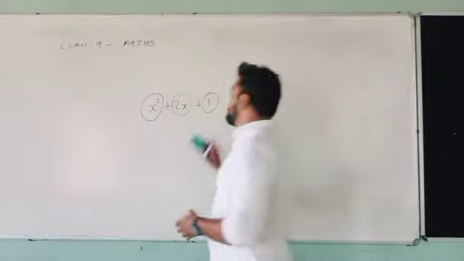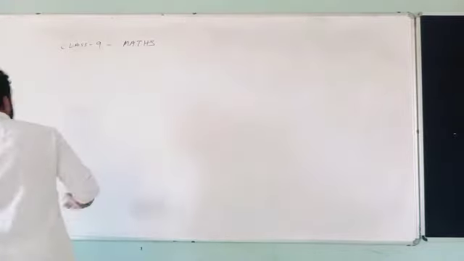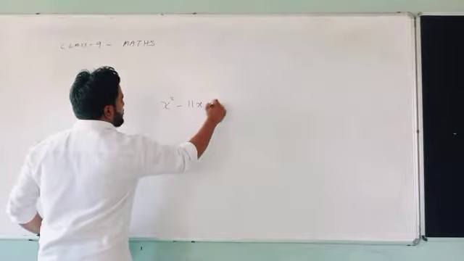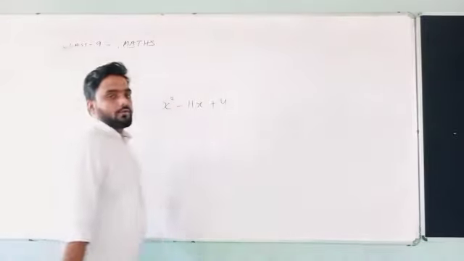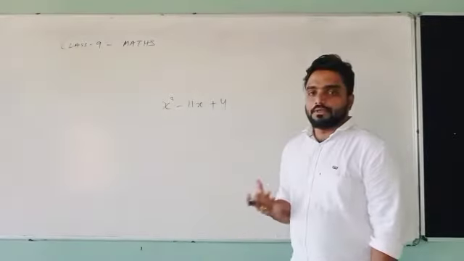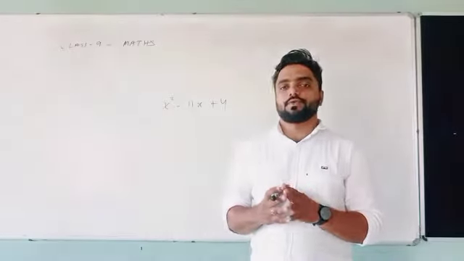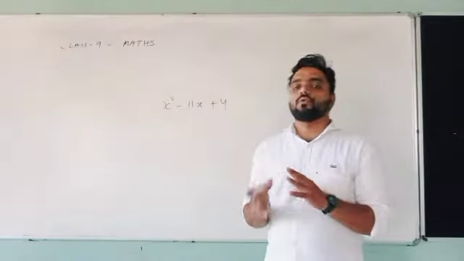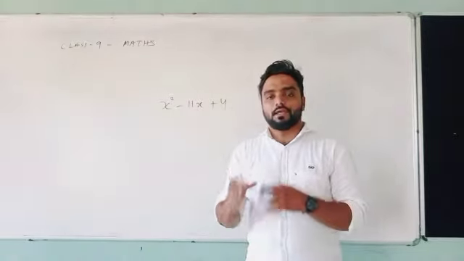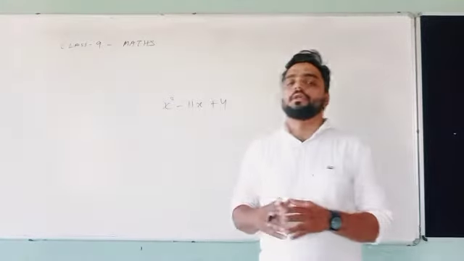Now the next thing, what do you mean by coefficient? x² minus 11x plus 4. Here I am writing one of the polynomials in one variable. Now if I ask you what do you mean by coefficient? Listen here, the number, the known value or the known digit, as well as any digit or any letter or any number that is associated with the variable, that is called a coefficient.